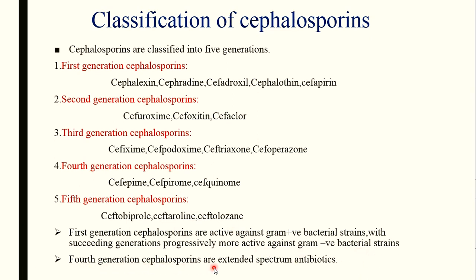Fourth generation cephalosporins are called extended spectrum antibiotics. What are extended spectrum antibiotics? They show broad spectrum activity against different types of species and diseases. For various microbial diseases, we can use fourth generation cephalosporins. This is regarding the introduction of cephalosporins.